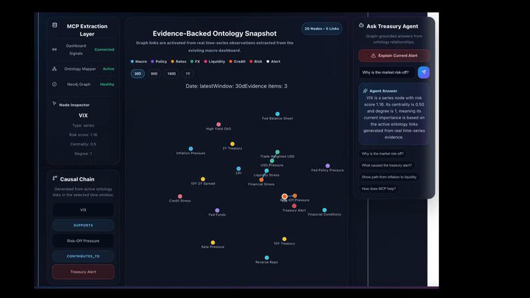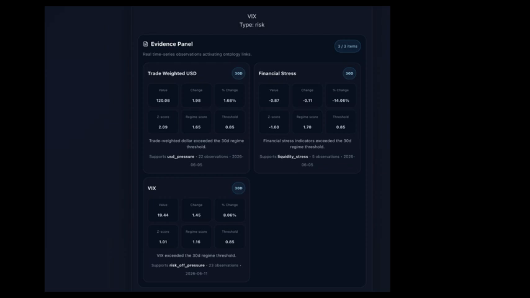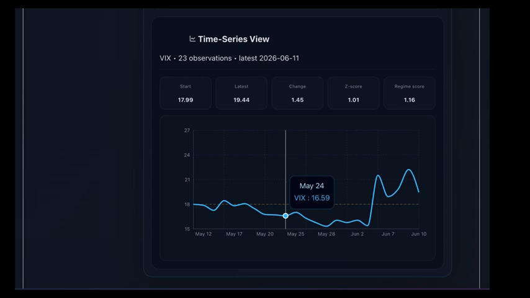These become nodes in a Neo4j ontology, currently 78 nodes and 120 relationships, each one carrying entity, relationship, evidence, confidence, and time, which is exactly what an AI agent needs to reason without hallucinating. Let me show you what that means.